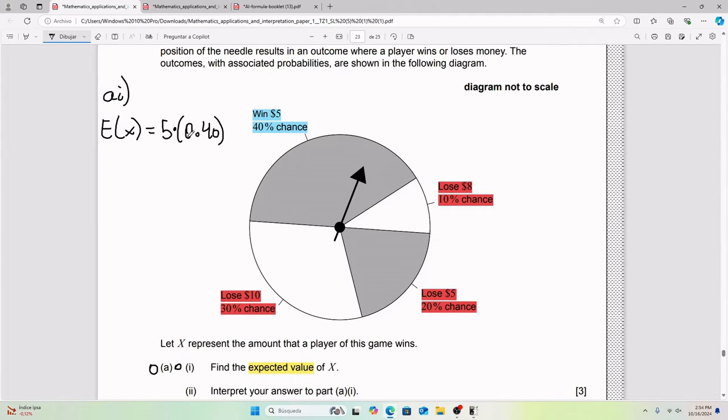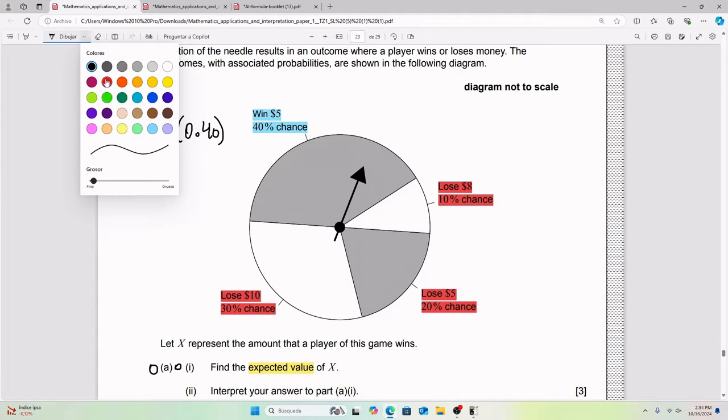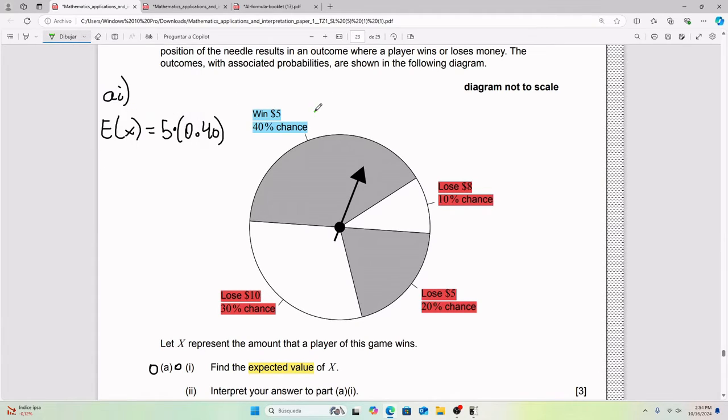Let's associate some numbers to it. This is for the first one, the second one, third one, and fourth one. So for the first one, it's right here. Then we have to add onto it. This is still the same formula, I just ran out of space. We have to add onto it the second one, which is lose 8, so it's going to be negative 8 times a 10% chance, which is 0.10. So this right here is the second one.